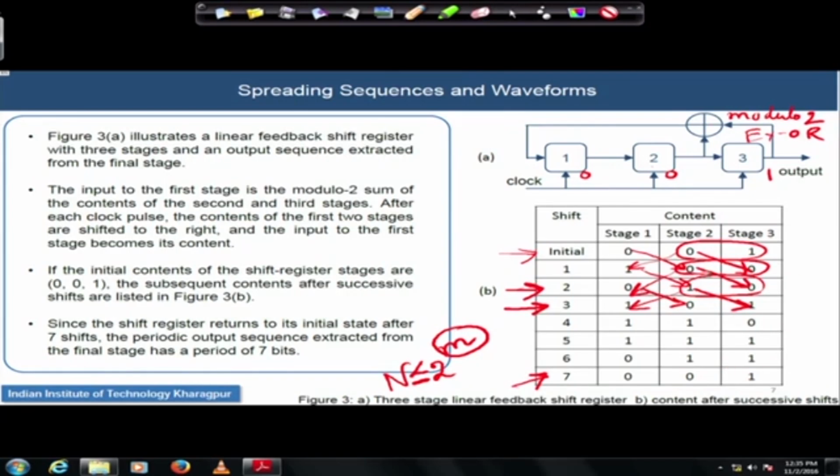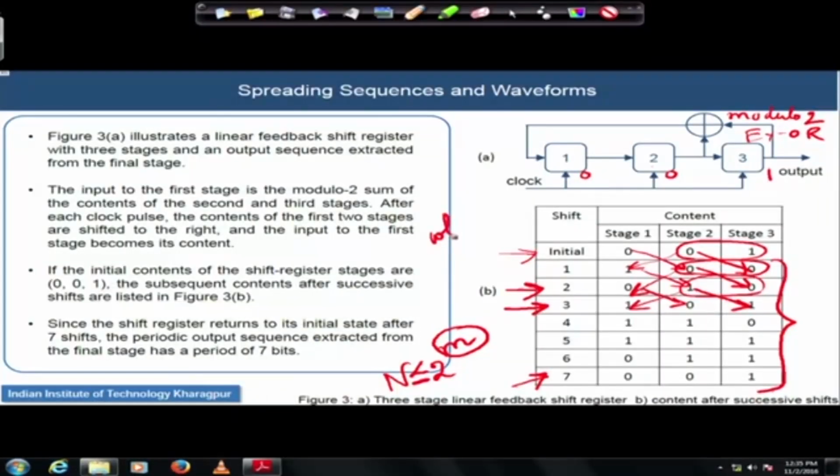If you continue, you will be generating the same table once again. So, I have a generated sequence 0 0 1 0 1 1 1 and it has a period equal to 7. These are the two important parameters that we will always keep in mind while generating any spreading sequence. What is the period of the sequence, and what is the sequence length?